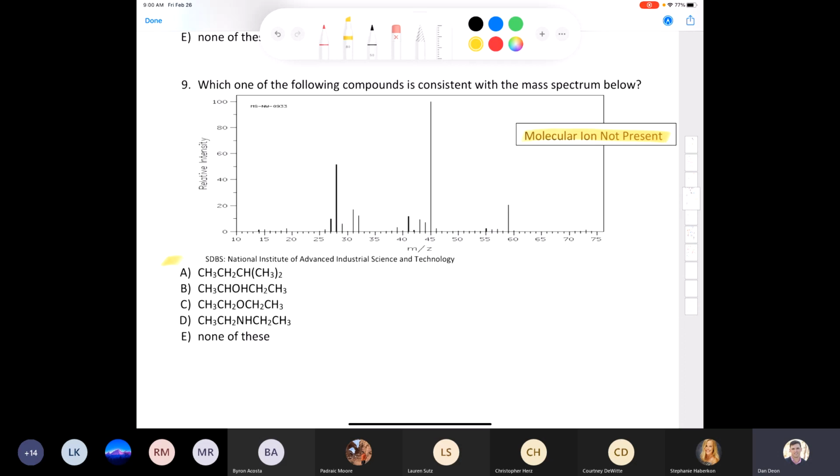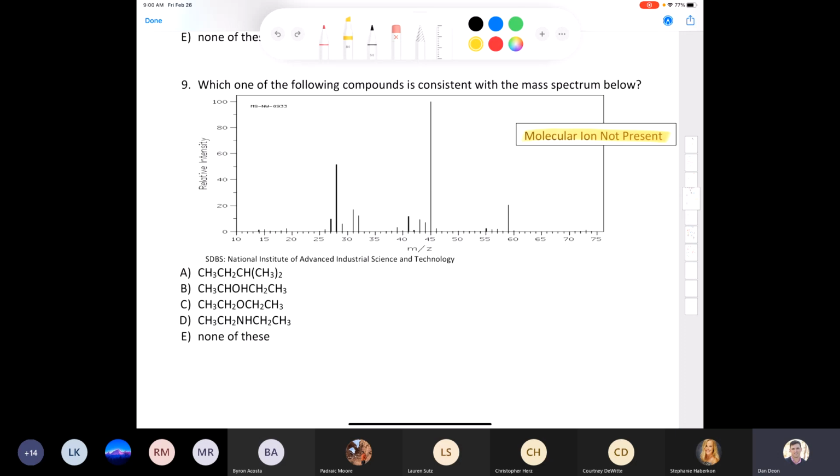Now, what have we got down here? A is an alkane, B is an alcohol, C is an ether, D is an amine, and E says none of these. Does anybody have the textbook open? Because if you do, I'd like you to go back to the section that deals with fragmentation of alcohols, what I covered in class last week. And let me read to you what it says if you don't have your textbook open.